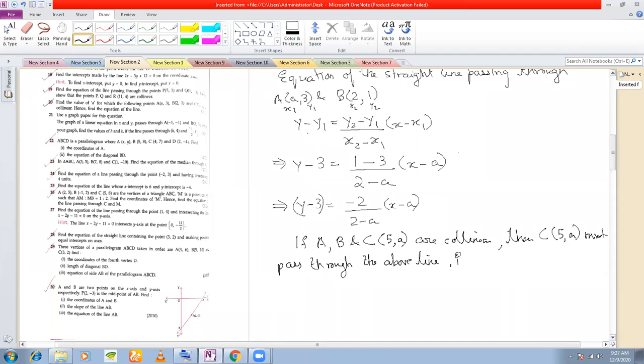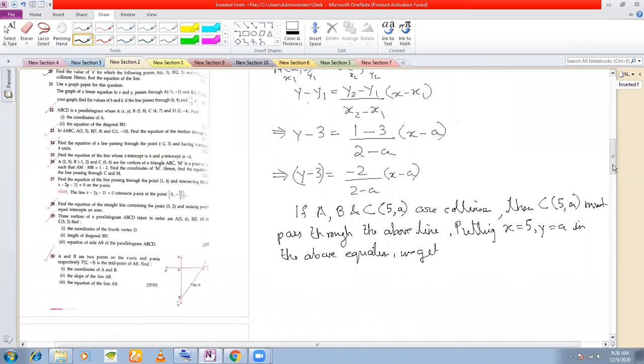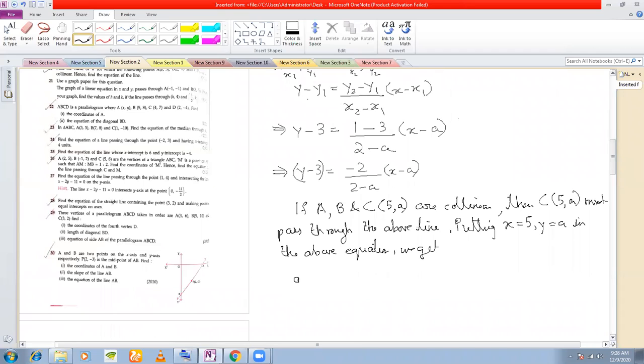So putting x is equal to 5 and y is equal to a in the above equation, we get: y is equal to a, I have put minus 3 is equal to minus 2 by 2 minus a, and put x is equal to 5 minus a. That's it. Now we simply need to solve this equation and get the value of a. Let's solve.